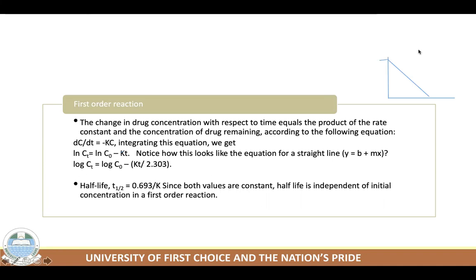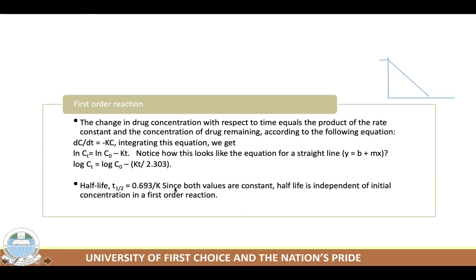Now, if we look at what time it would take for this initial concentration to decay to half of its value, we change this t to t half and solve that equation. We get t half is equal to 0.693 over k, which is still the rate constant. What this means is that half-life is independent of the concentration of the reactants.